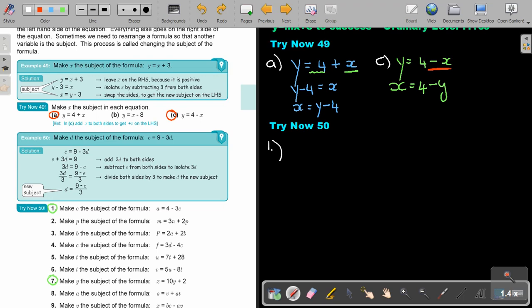So make C the subject of the formula. So in this case, it's going to be A is equal to 4 minus 3C. Now if I underline, can you see? This is negative. I don't want it negative. I want it positive. So I will add 3C. So I'm actually taking it to the other side. And then I want this one also to the other side. Subtract A. And then I divide by 3. So the value of C equals 4 minus A over 3. Okay, and that's how we do it.